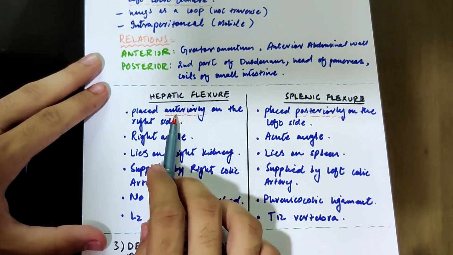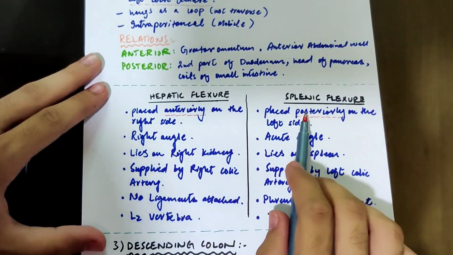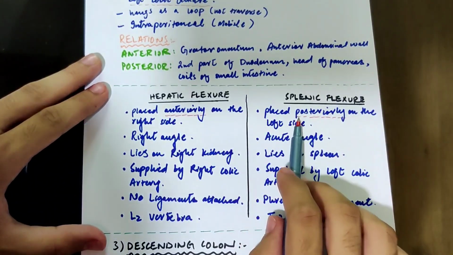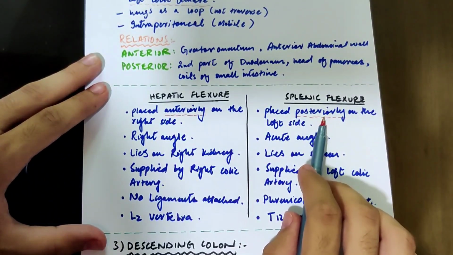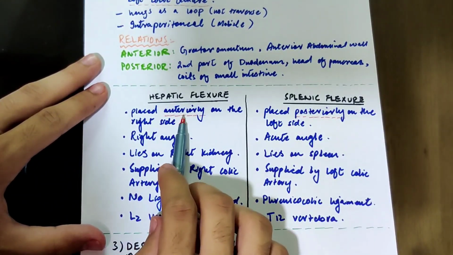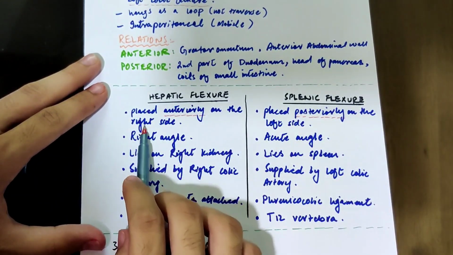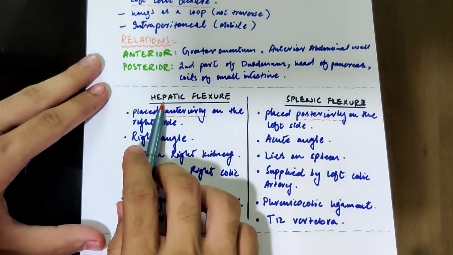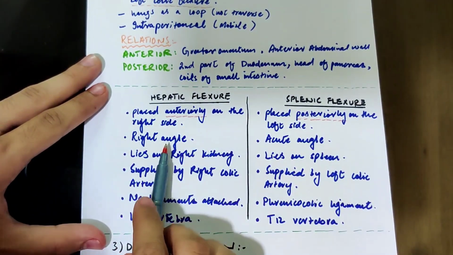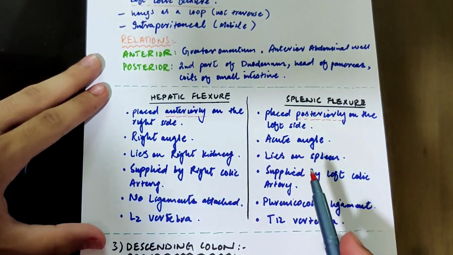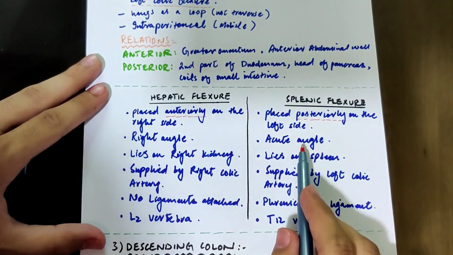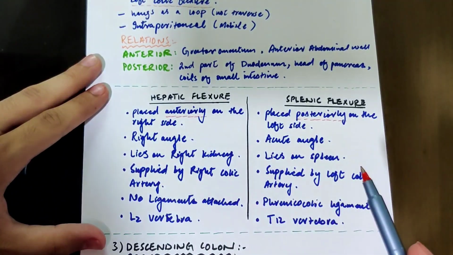It is placed on the anterior portion on the right side, whereas the splenic flexure is placed posteriorly on the left side, meaning that it is placed posterior to the peritoneum on the left side, and the hepatic flexure is placed anterior to the peritoneum on the right side. So the hepatic flexure makes an angle of 90 degrees between the ascending colon and the transverse colon, whereas the splenic flexure makes an angle less than 90 degrees between the transverse colon and the descending colon.